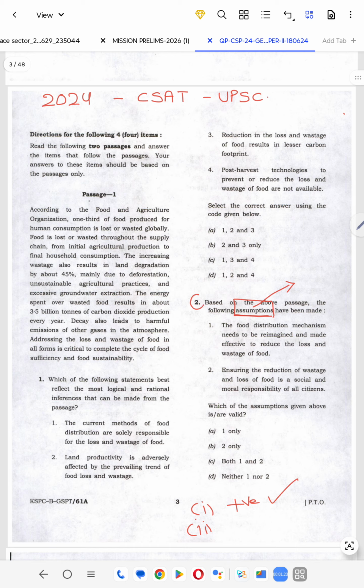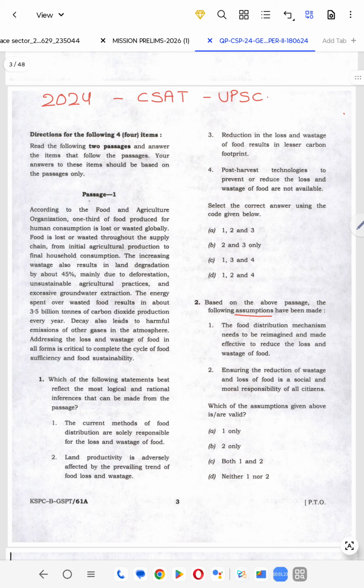For example, in the second question, you see there are two statements, right? The answer can be one only, two only, both one and two, or neither one nor two. Suppose you feel like statement one is right, remember one thing. Suppose this statement is removed, is it affecting the passage or not? If it is affecting the passage, then you should not remove it, and this is right. Suppose you remove the statement and it is not at all affecting the passage content, then this is definitely wrong. This is one flag that you need to remember every time you're solving the assumption.